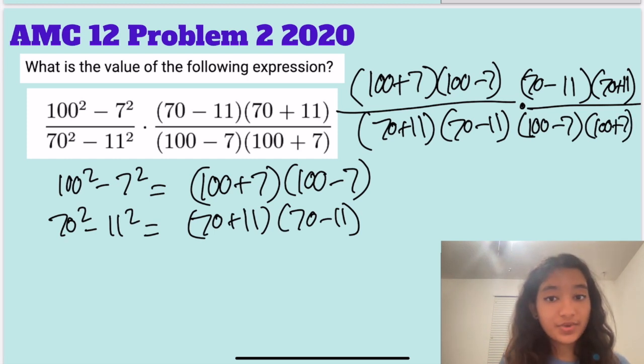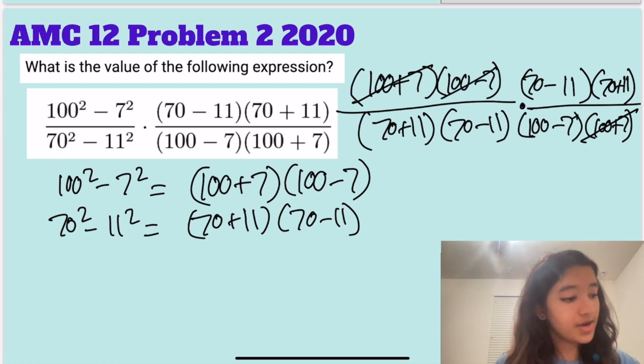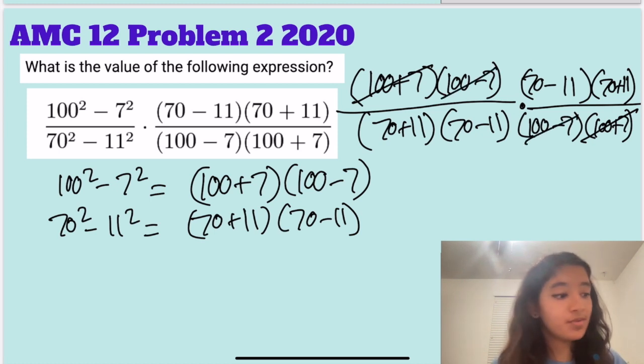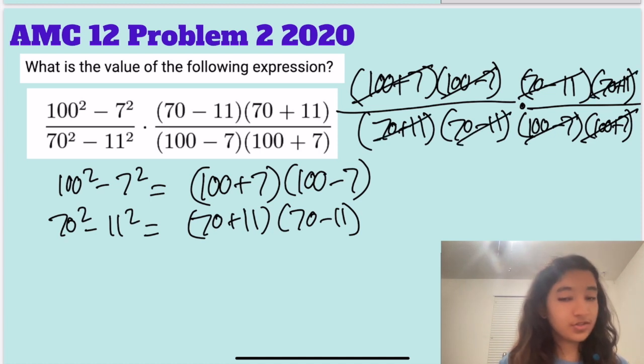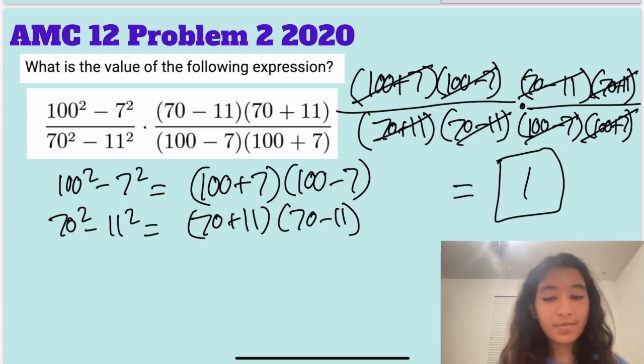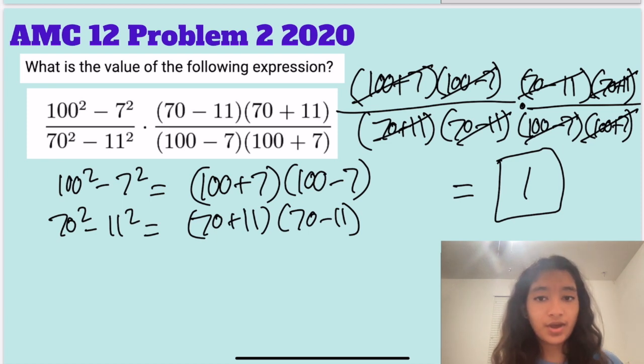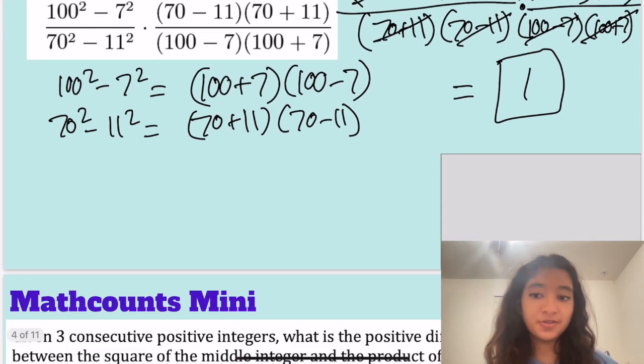We see here that we can actually cancel out a lot of those factors from the numerator and denominator. 100 plus 7 cancels, 100 minus 7 cancels in the numerator and denominator, 70 minus 11 cancels, and then 70 plus 11 cancels. Since our numerator and denominator were the same, that means that our answer is just 1. That may have looked a little bit intimidating, but if we break down the different parts of the question, we see that it was actually very approachable.